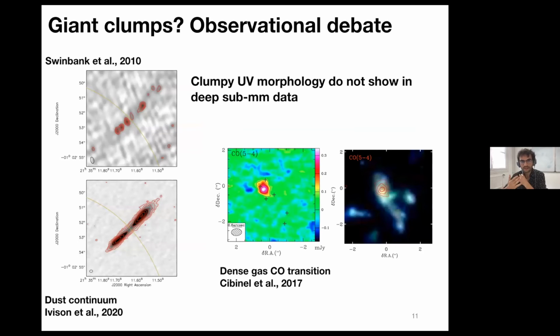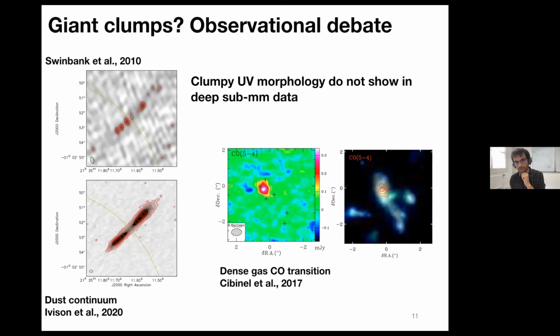And this question of giant clumps is actually at the heart of a very big debate, which is triggered first by observational data, meaning that the clumpy UV morphology sometimes does not show in deep submillimeter data. On the left, you have data from the dust continuum by Rob Ivison of the Eyelash galaxy, which was thought to be clumpy 10 years ago with data from the SMA by Swinbank et al. But with very deep ALMA observations, it is super smooth.